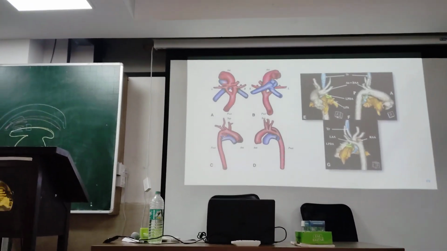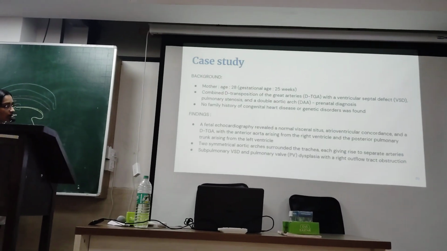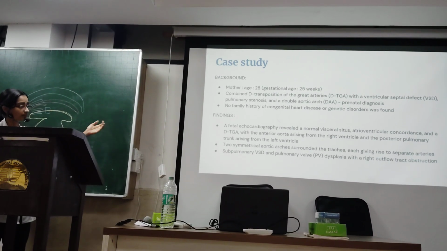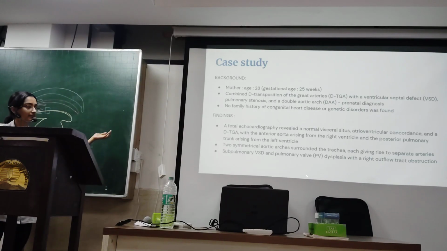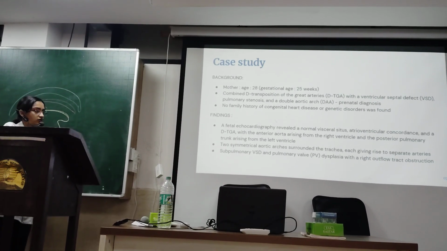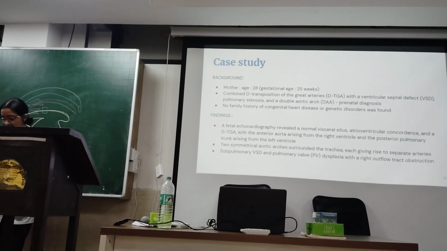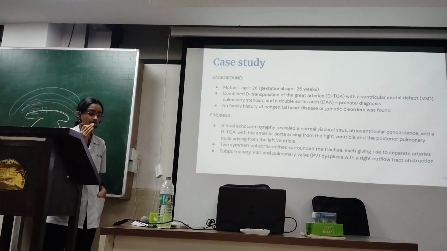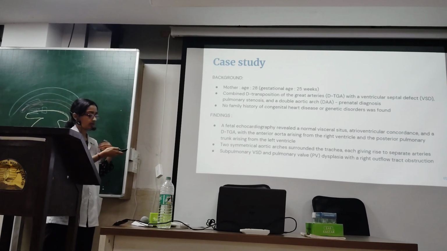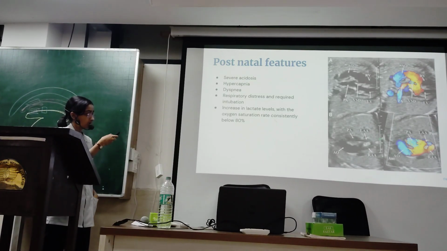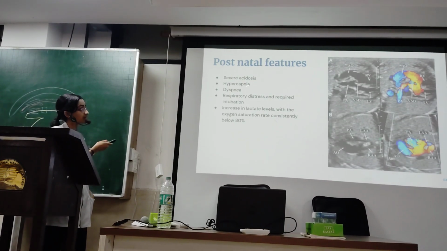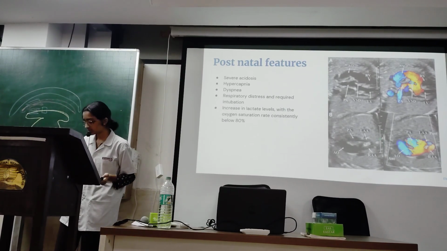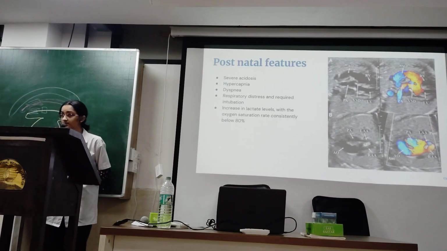Because of these multiple heart defects which were present, along with that we also had symmetrical aortic arches and separate arteries, along with a subpulmonary VSD and a pulmonary wall dysplasia with a right outflow tract obstruction, which again means a pulmonary stenosis. The result of this was a lot of different complications, which involve severe acidosis, hypercapnia, dyspnea, respiratory distress, and increased lactate levels, which if you think about it, will be a consequence of the amount of respiratory distress that the patient is undergoing.